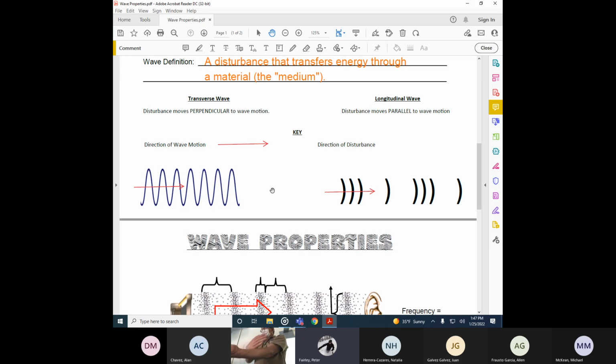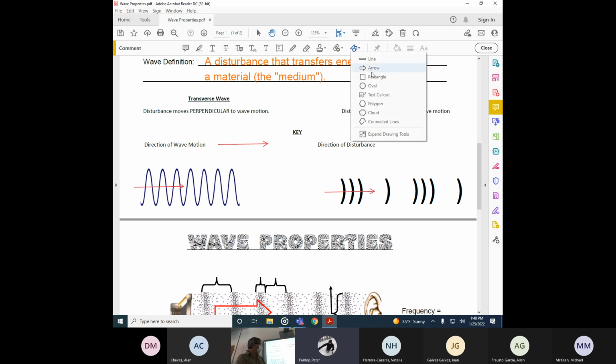Transverse goes across. That means for waves that the disturbance is either going to go the same direction, parallel to the arrows we just drew, or it's going to go perpendicular to them. So this is what we're going to do. Get another arrow.